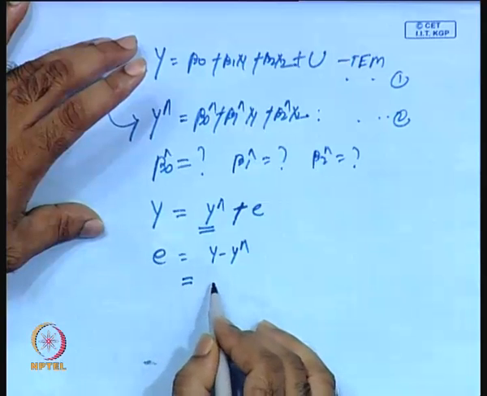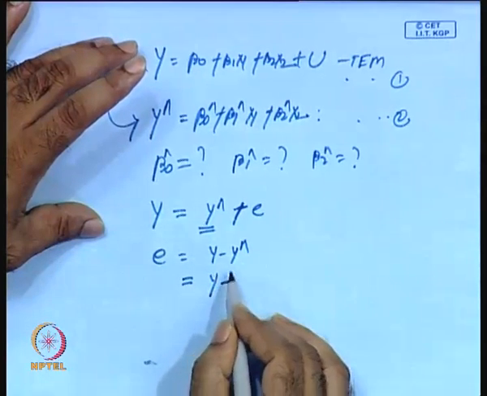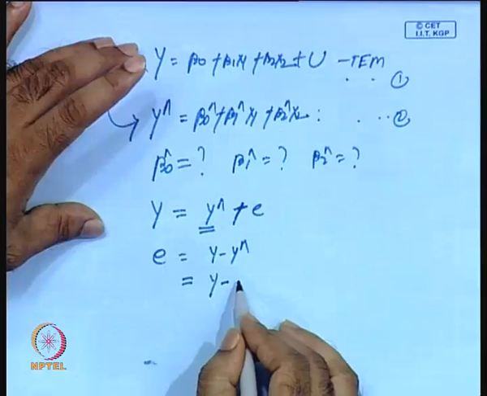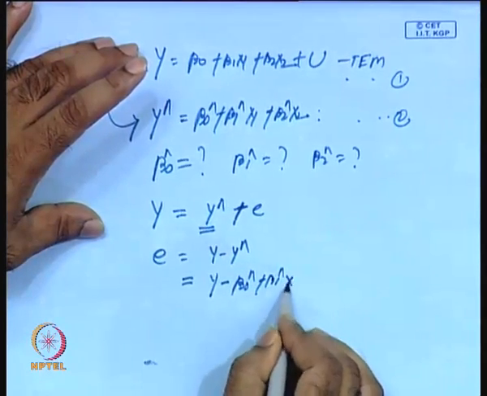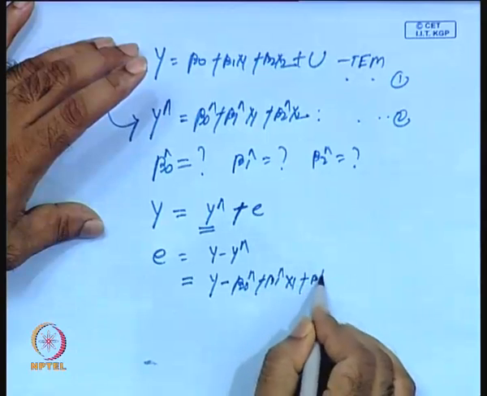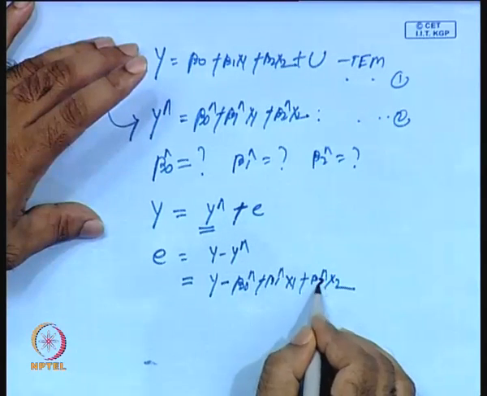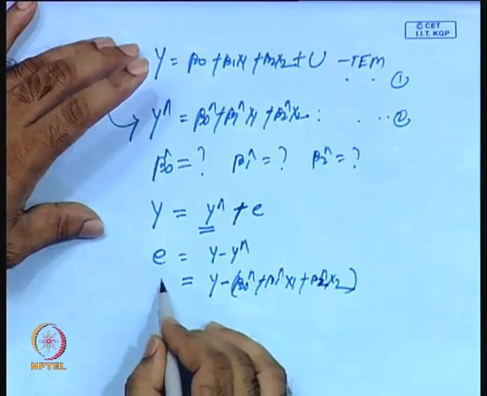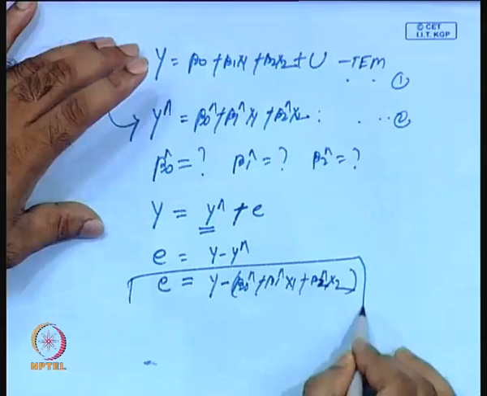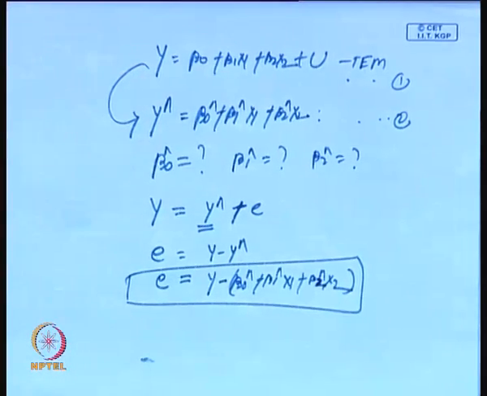What we have to do is represent it here. Instead of writing y minus y head, we can write y minus, in brackets, beta 0 head plus beta 1 head x 1 plus beta 2 head x 2. This is what we call e. So, e is defined as the difference between y and the sum total of beta 0 head plus beta 1 head x 1 plus beta 2 head x 2.